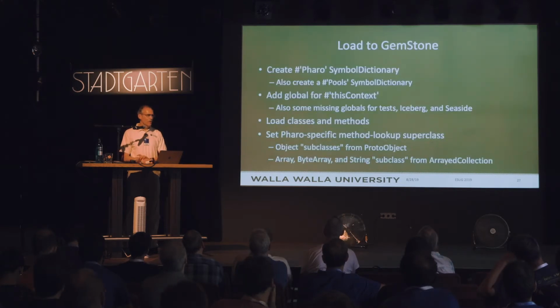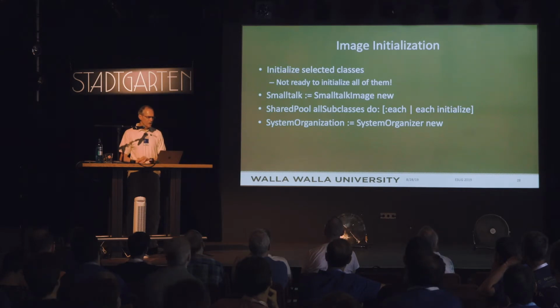Then load into Pharo. I create a Pharo global, pools. I add a global. We do not support this context, so I need to add a global so at least things will compile. Load the 1,800 classes, 30,000 methods, and then reassign some superclasses. As we mentioned, array inherits from arrayed class. Then do some initialization. So the classes are there, but the class variables, the pools are not all set up correctly. So we do some initialization.